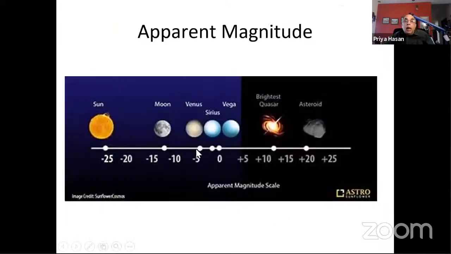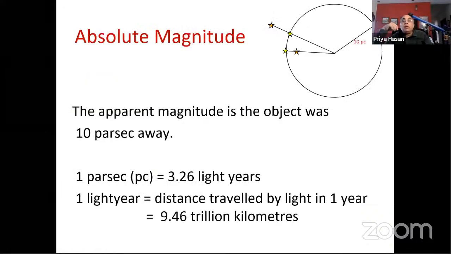This is another picture where Sirius is somewhere close to one magnitude, Vega is brighter, Venus is minus four as we saw, the Moon is minus 13, and the Sun is minus 26. There are certain quasars which are very distant objects, so they are plus 10 magnitude, which we can't see with the naked eye, but with a good telescope we can. These quasars are extremely bright objects, but they are extremely far. That's why the apparent magnitude is very low, giving us the wrong impression that they are faint. But really, they are not faint, they are just extremely far. So it is necessary to rescale everything into absolute magnitude.